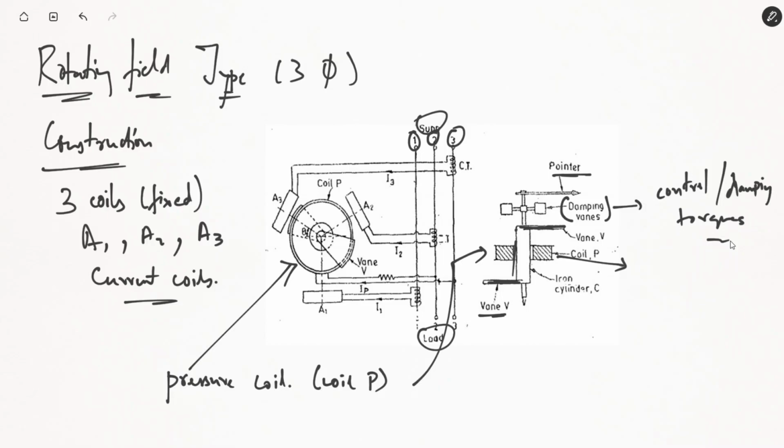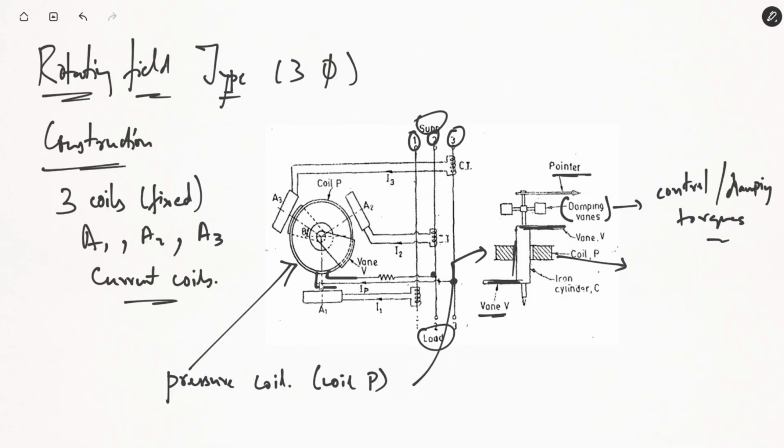So they will produce their own magnetic field, as well as coil P. Coil P, as you can see, is attached to any 2 phases. In this case, it's attached to phase 2 and phase 3. So the voltage that will be applied to coil P will be V23. Fine. The line voltage V23 will be applied to the pressure coil.